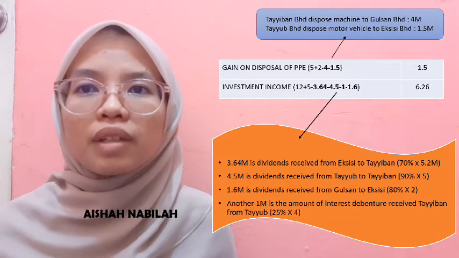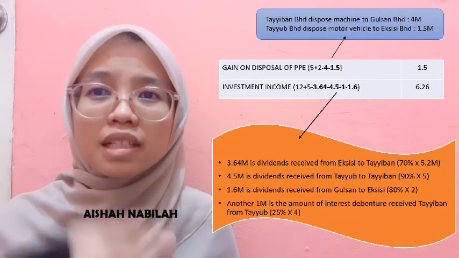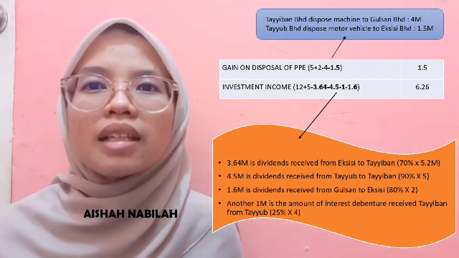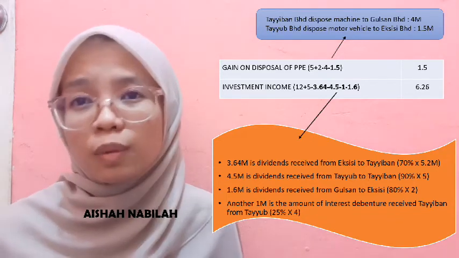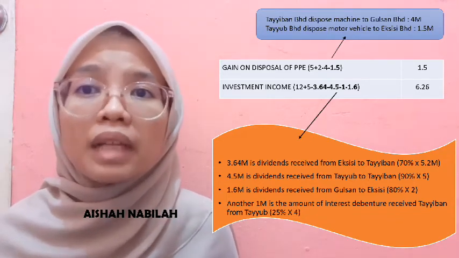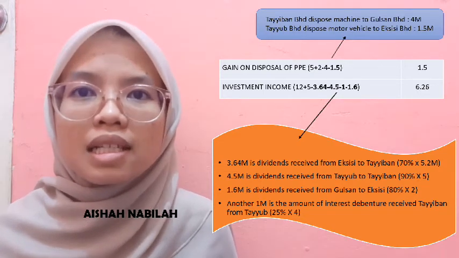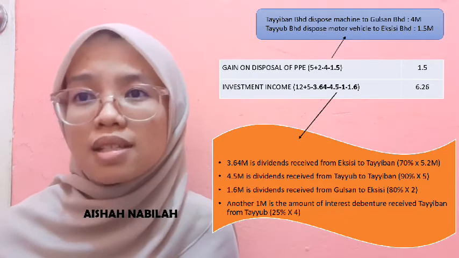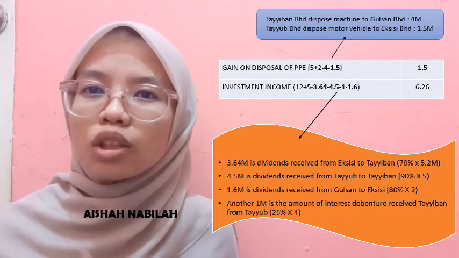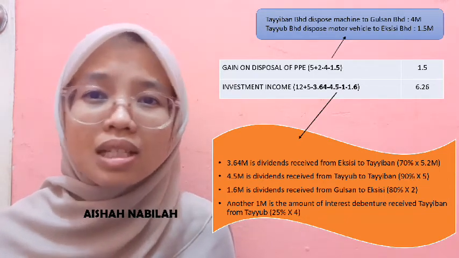The 4 million refers to the transaction where Taliban disposed its machine to Gusan, and it is already stated in the question that the disposal between Taliban and Gusan gave a profit of 4 million, and another 1.5 million is from the disposal of a motor vehicle from Tayyub to XCC. Both profits need to be subtracted because they are intra-group transactions.